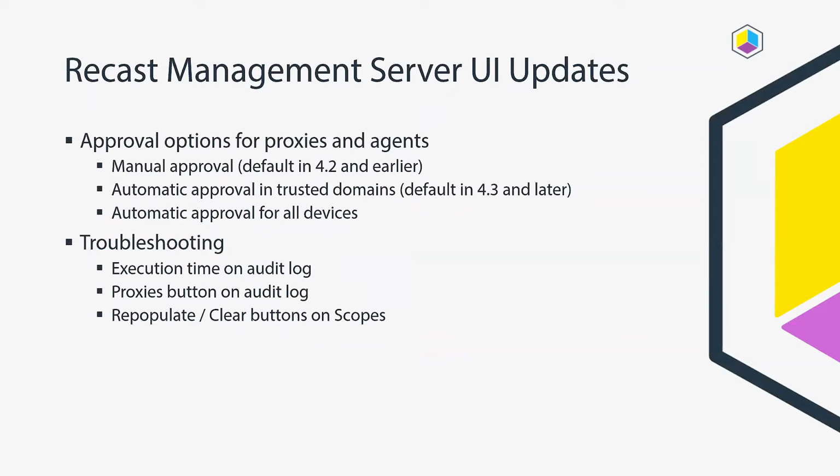And we also added an option to automatically approve any agent and proxy that enrolls in your Recast Management Server infrastructure. This should look fairly familiar. It's the same set of options that the ConfigMgr site uses when approving ConfigMgr clients in your site. So we modeled it after that same concept. So it shouldn't be too much of a stretch to apply for proxies and agents.